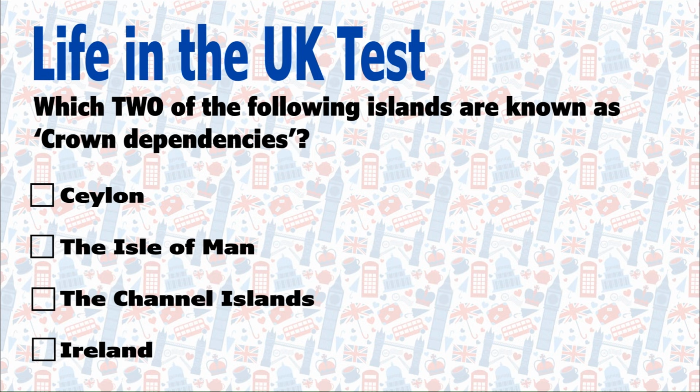Which two of the following islands are known as Crown dependencies? Ceylon. The Isle of Man. The Channel Islands. Ireland. There are also several islands which are closely linked with the UK but are not part of it, the Channel Islands and the Isle of Man. These have their own governments and are called Crown dependencies.